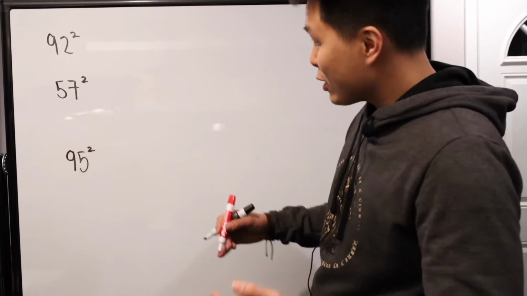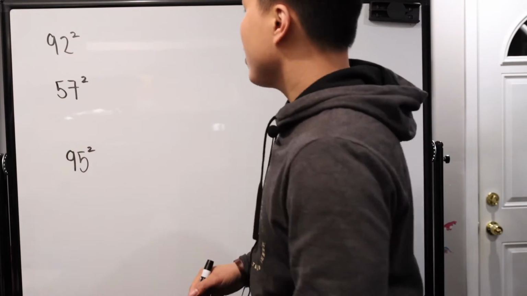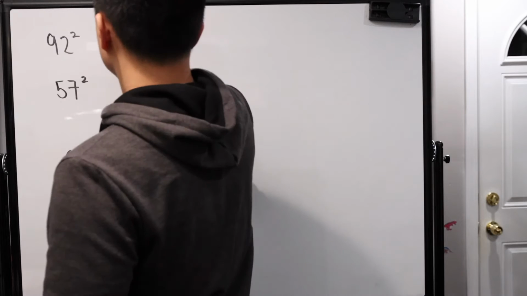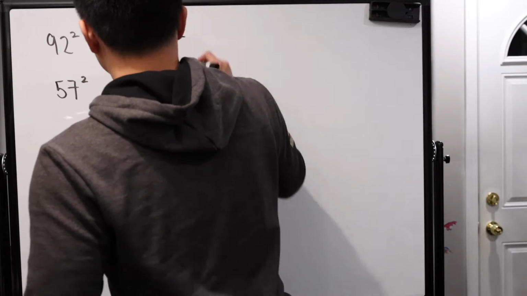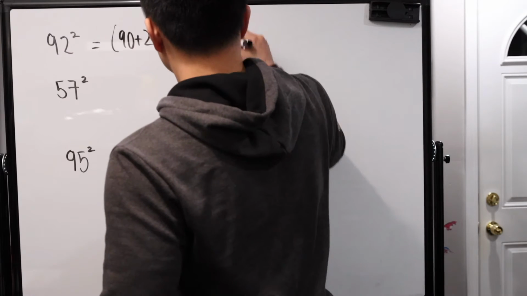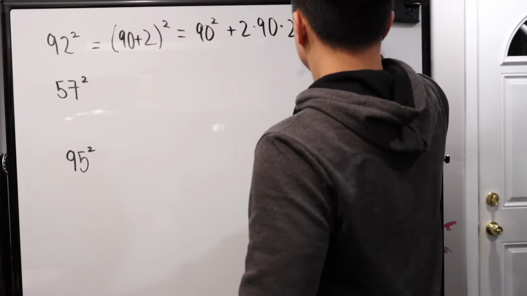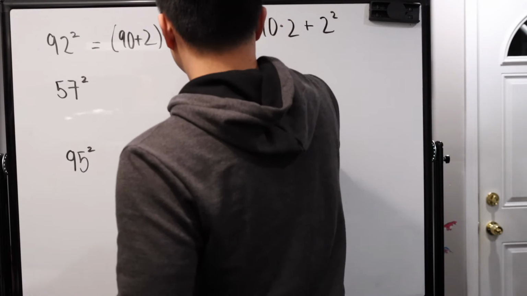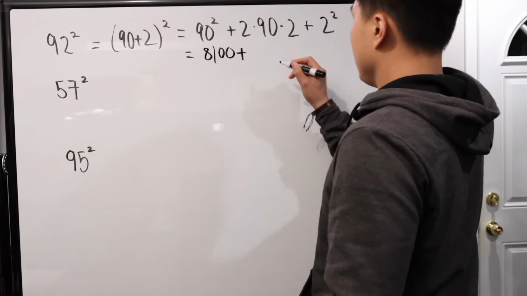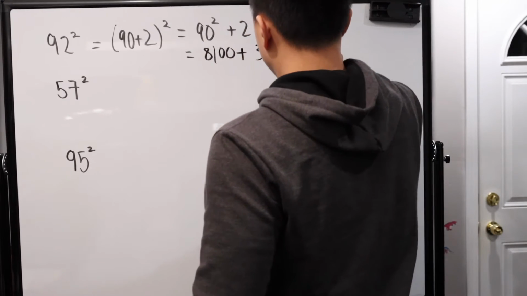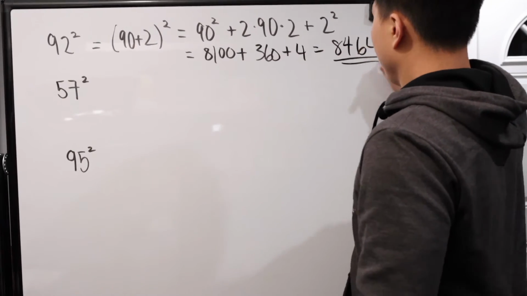All right, so I've erased all the rules, but let's see if we can do it. Once again, this number's ones digit is less than 5, so we'll probably use the addition one. That is going to be 90 plus 2 squared, which is really 90 squared plus 2 times 90 times 2 plus 2 squared. That's 8100 plus 2 times 180, which is 360, plus 4. That gives us 8464. And that's our answer there.